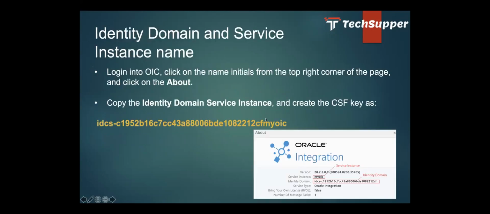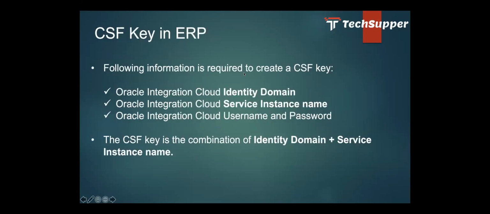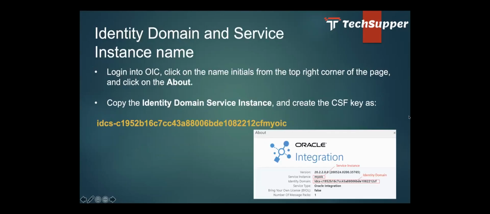For example, how can you get the identity domain and the service instance name? You log in to the OIC, click on the name initials at the top right corner of the page and click on About. I have shown you in the first class. Here you see the service instance name is my OIC, and then the identity domain is this one. So your CSF key will become like this: the identity domain till C, CF, and then myOIC without space.